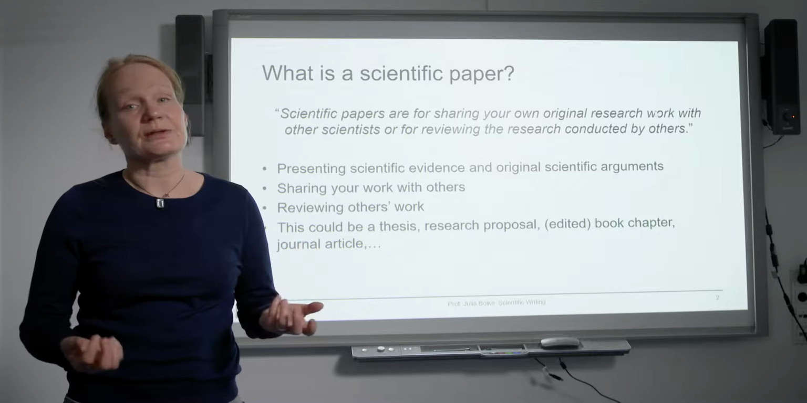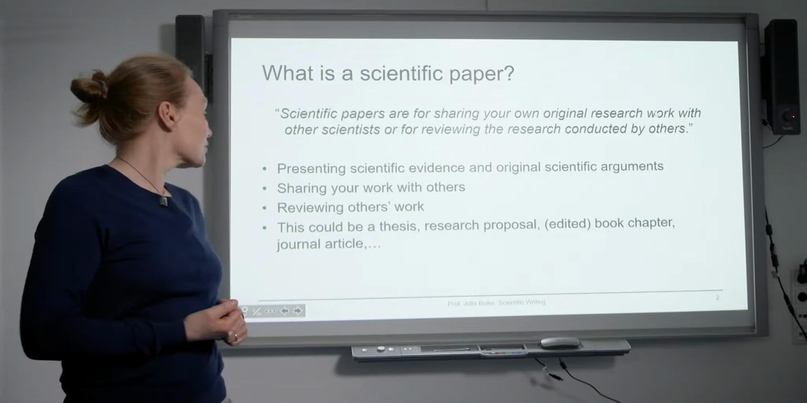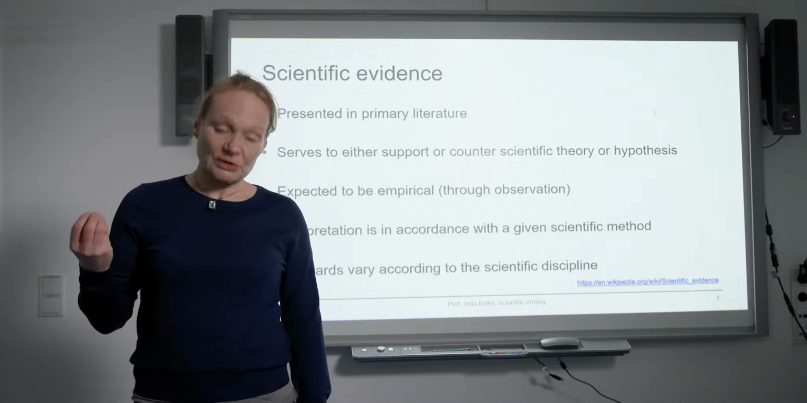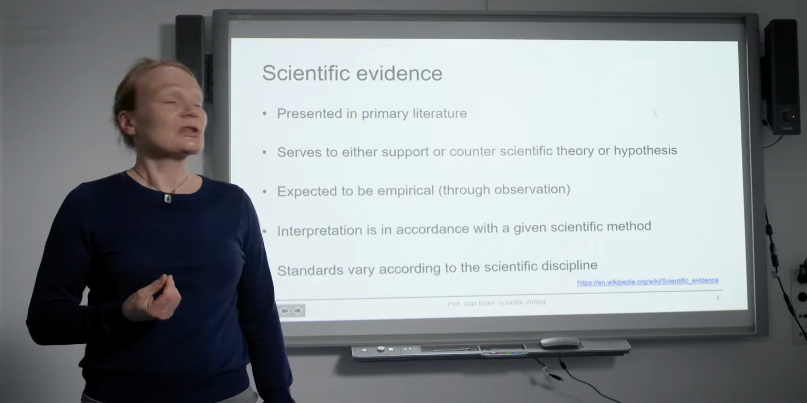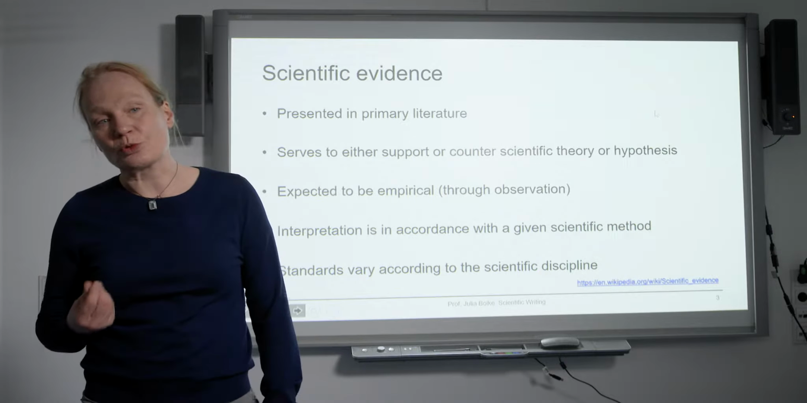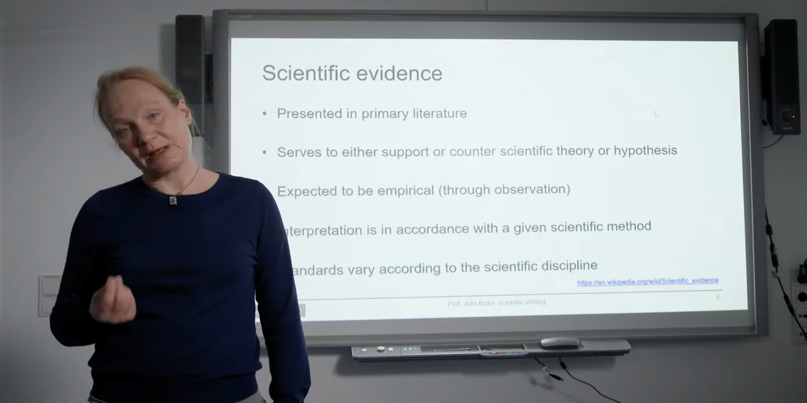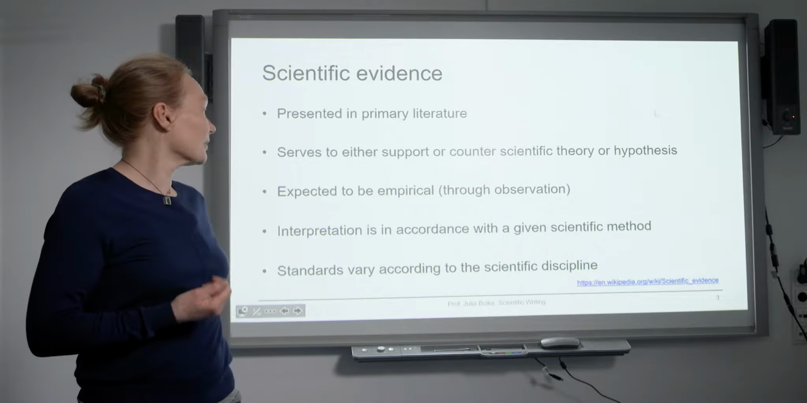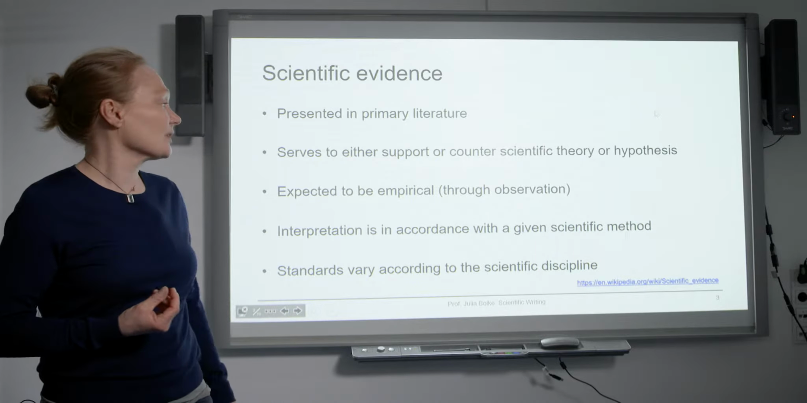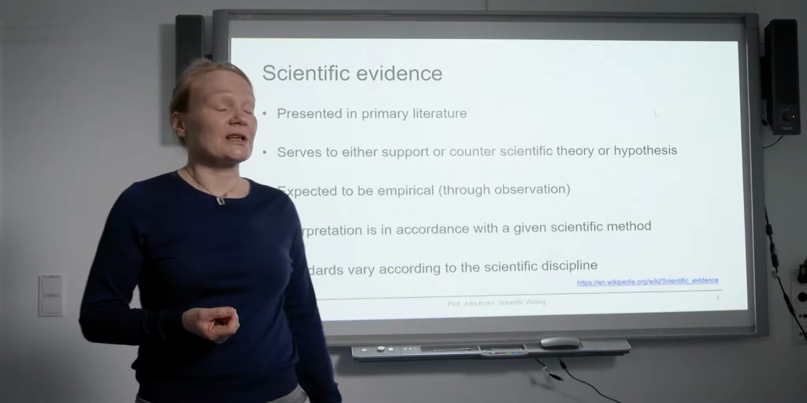And this could be either a thesis, a research proposal, a book chapter, a journal article, and so on. And the scientific evidence is included in these publications. So this is presented in the primary literature, and it serves to either support or counter a scientific theory or hypothesis. It's expected to be empirical, for example, data collections through observations, and the interpretation is in accordance with a given scientific method. Standards vary according to the scientific discipline.